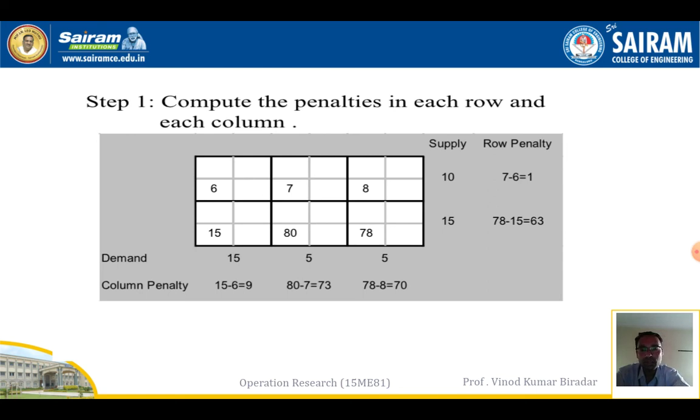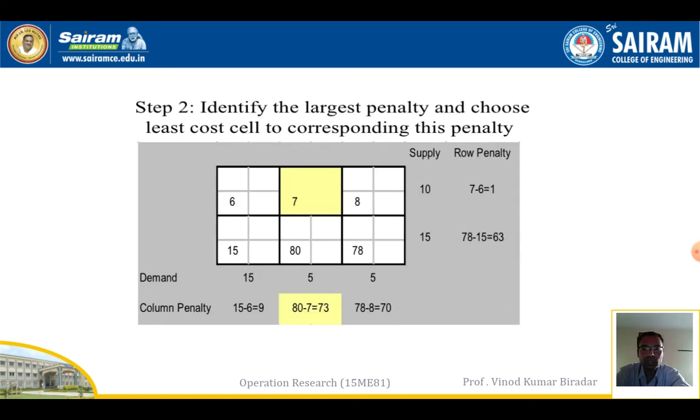Again in the same way, you compute the penalties in the vertical direction, the column penalties. In the columns, the difference is 15 minus 6, which is equal to 9, 80 minus 7 is equal to 73, and 78 minus 8 is equal to 70. After this you go for the largest value. Second step is to identify the largest penalty and choose the least cost cell corresponding to this penalty.